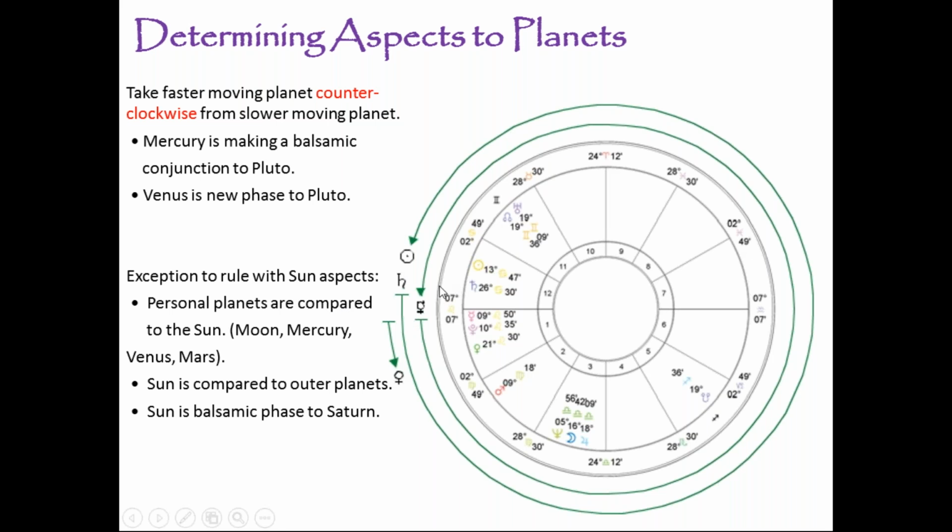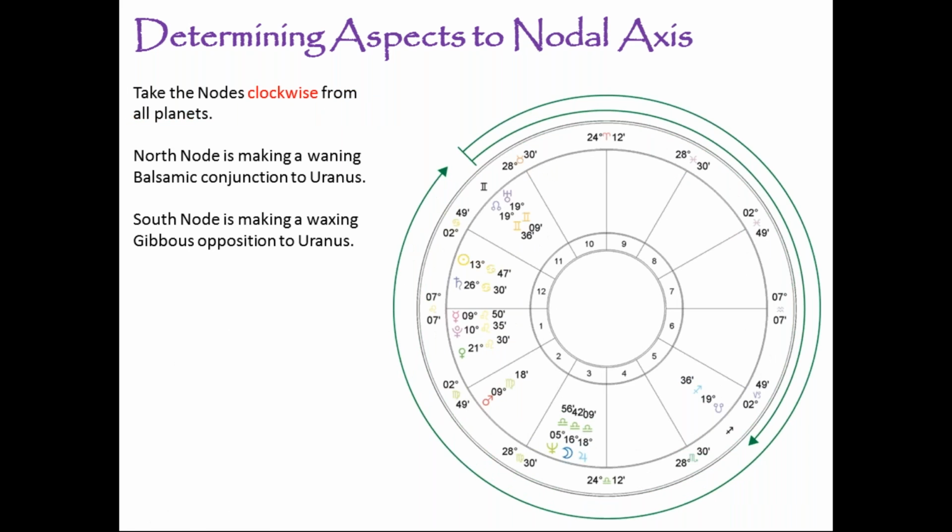And again, except for the sun, I start with Saturn all the way around the circle, and the sun is balsamic phase to Saturn. If you need more information on this, we did a 5-part series breaking down how to do the math and also going through the specific phases. I think we did that back in 2014.